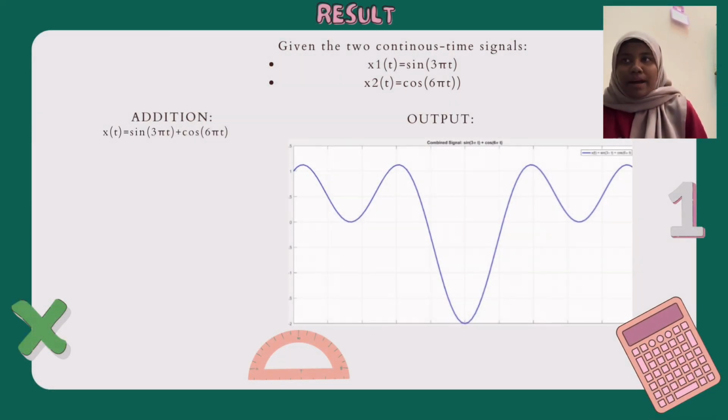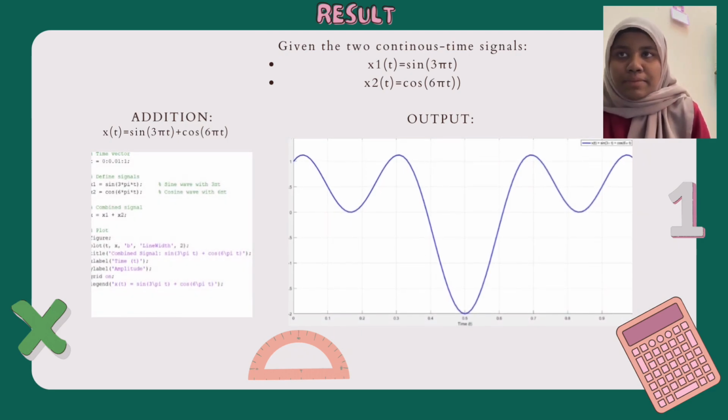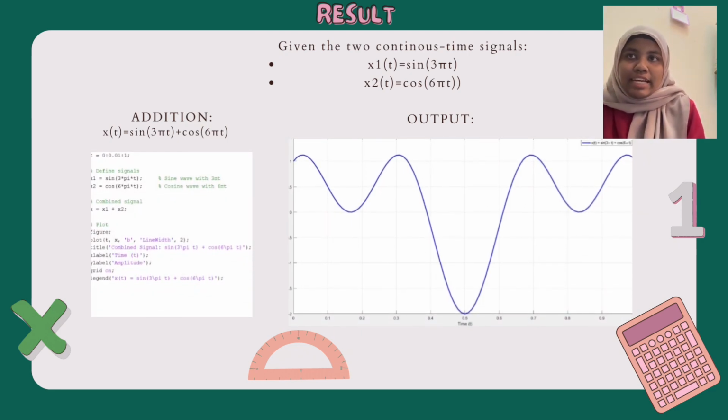Okay, so for this part, we were given two continuous time signals, that is x1 equal to sin 3 pi t and x2 equal to cos 6 pi t. Our task was to perform a basic addition operation between the two signals. When we add them together, the result is x(t) equal to sin 3 pi t plus cos 6 pi t.